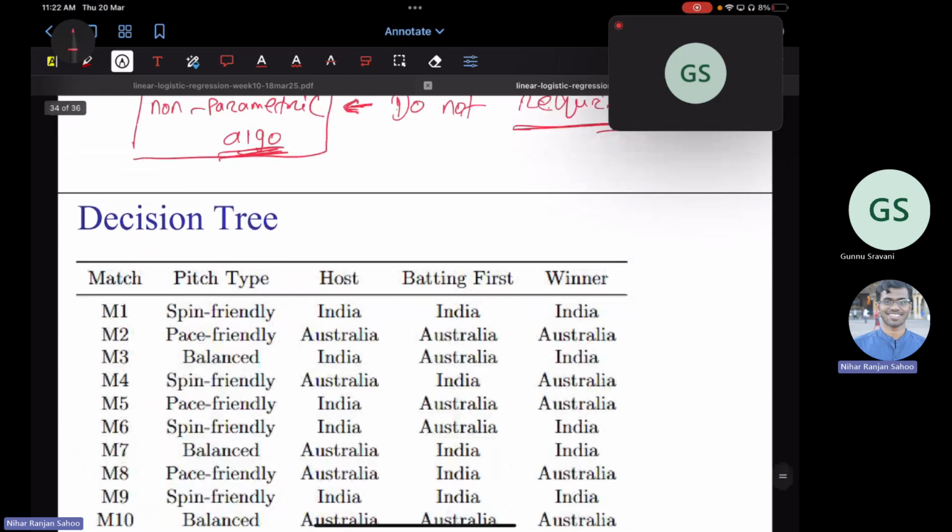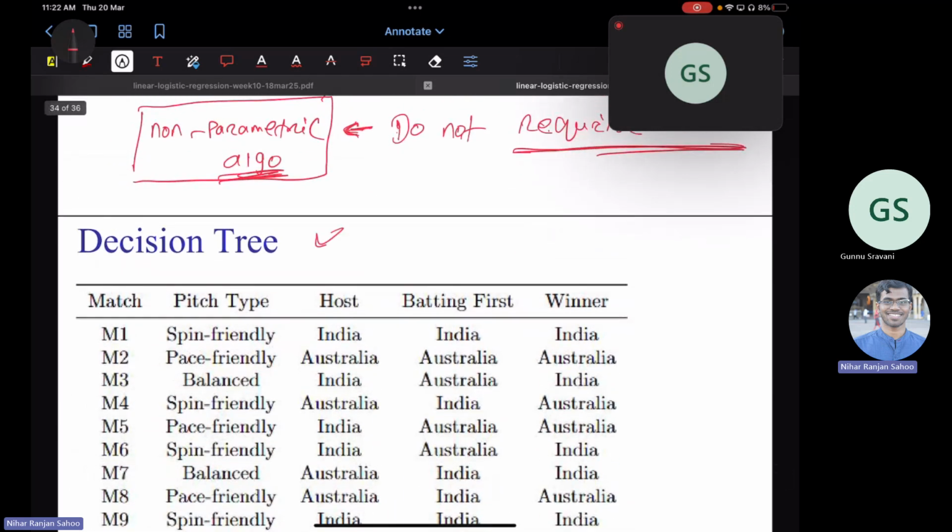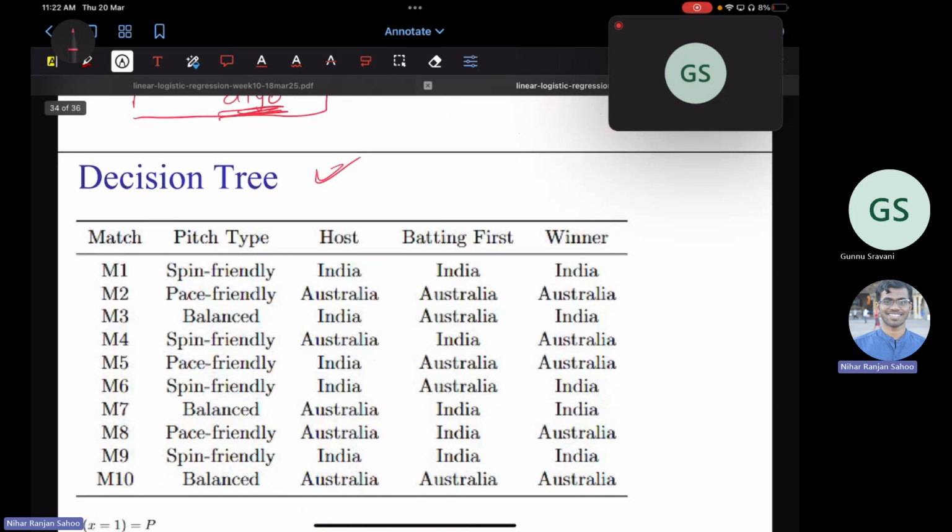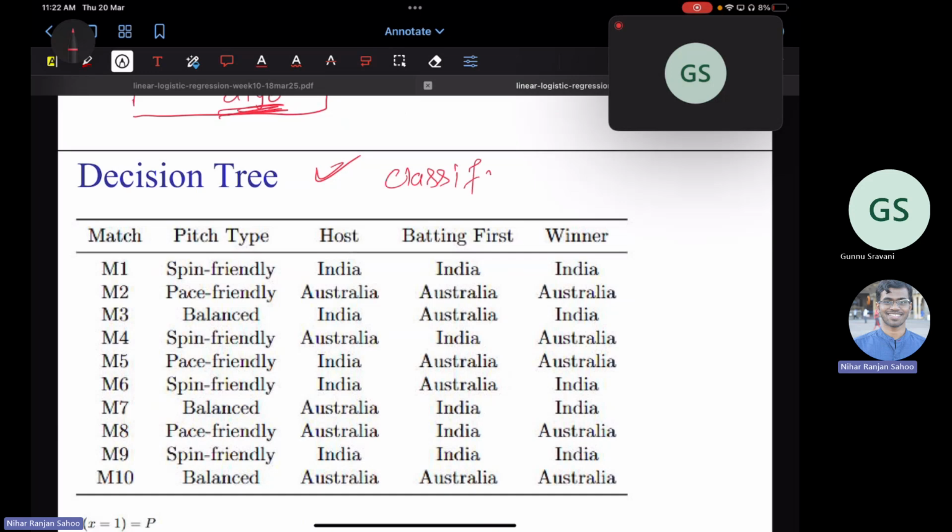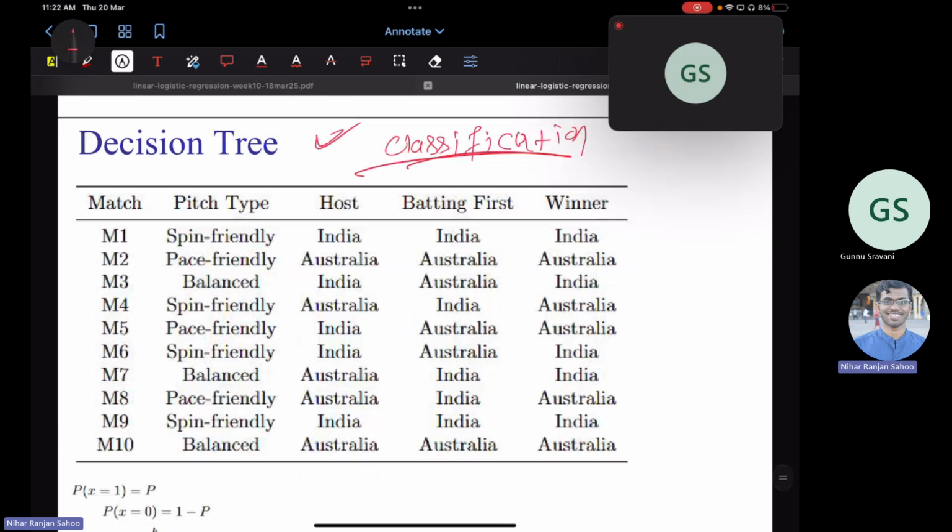The only algorithm under non-parametric that we'll discuss is the decision tree, right? There are other algorithms, like k nearest neighbor or decision tree regression. We'll only discuss decision tree for classification, so you can explore the others. I don't think I have enough time to complete the decision tree. Next week, if I get some time to take part of a class or a full class, then I'll complete this decision tree.